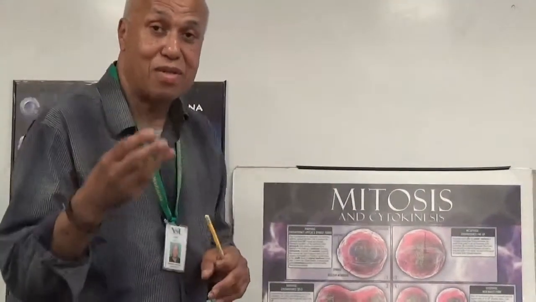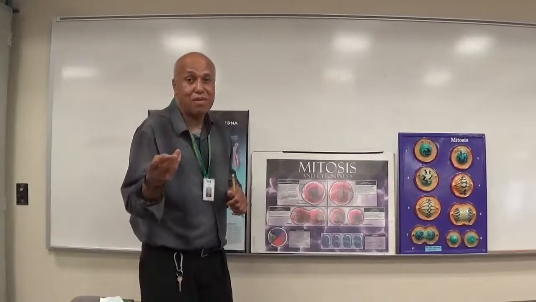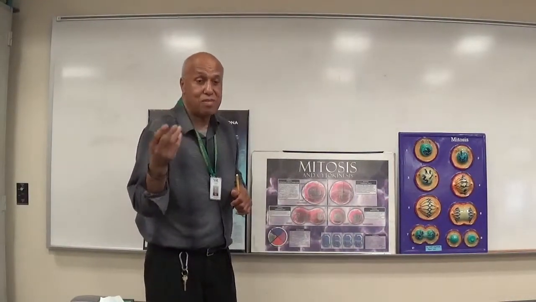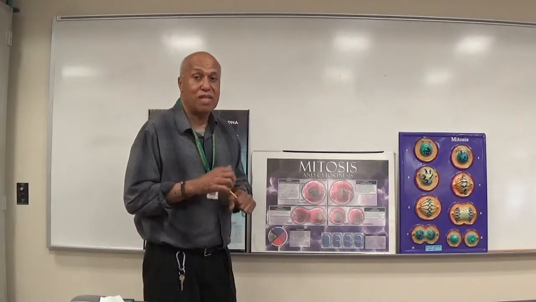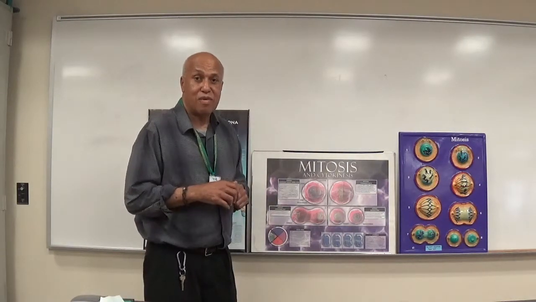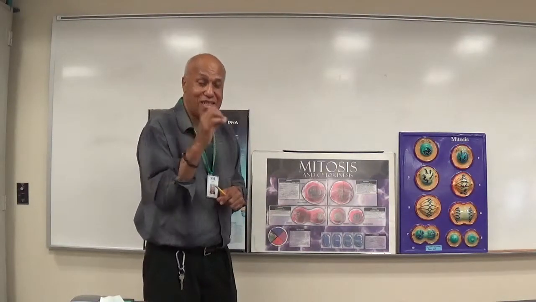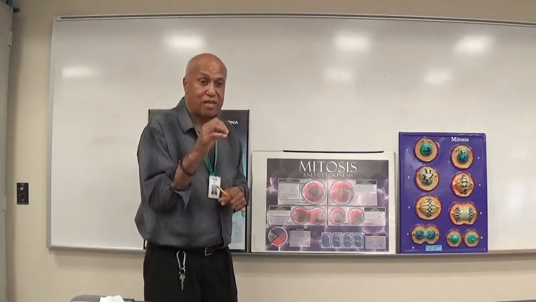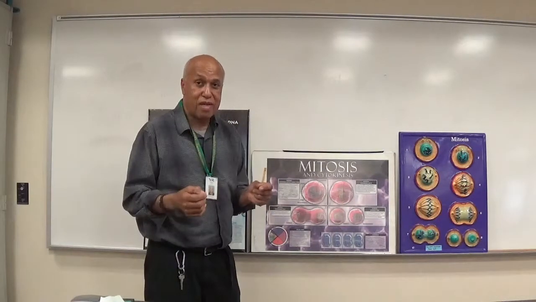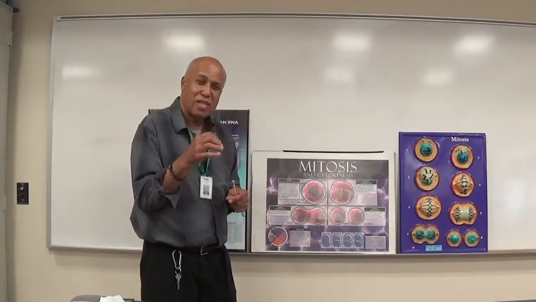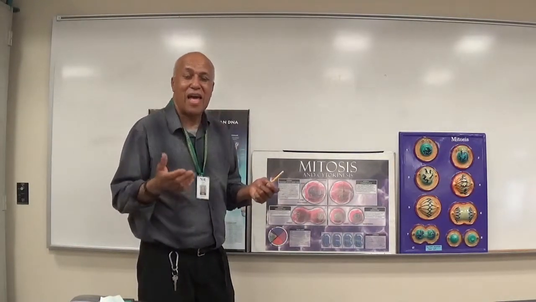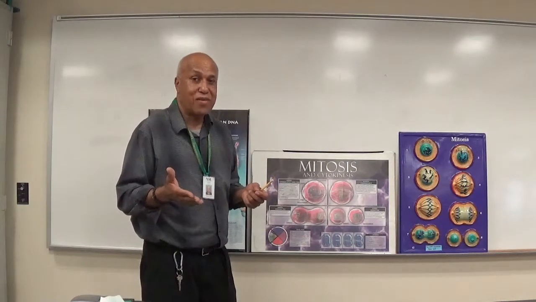Now, there's another process that we're not going to go into called meiosis. So there's mitosis and meiosis. They are two cell division processes, but they have totally different objectives. With mitosis, you have one cell with 46 chromosomes, and your objective is to produce two new cells from that with 46. In meiosis, you start off with one cell with 46, and you're going to get cells that have half of that number, 23.